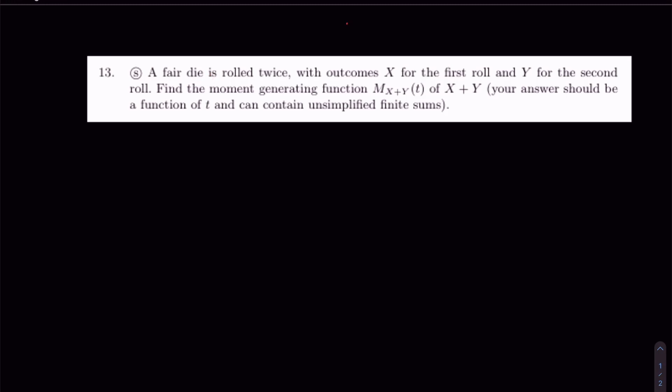A fair die is rolled twice with outcomes x at the first roll and y for the second roll. And now we are asked to find the moment generating function of the sum of these two random variables.